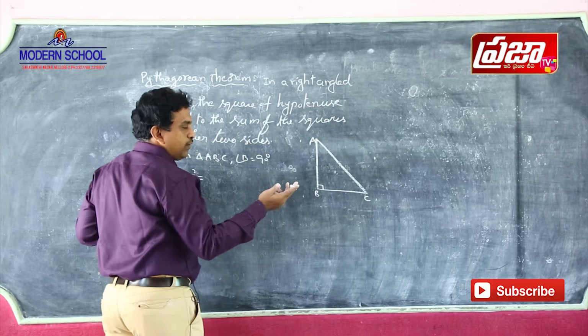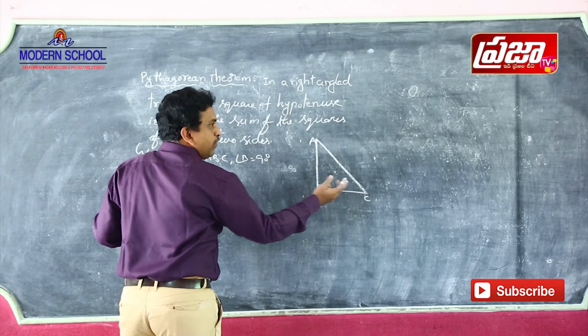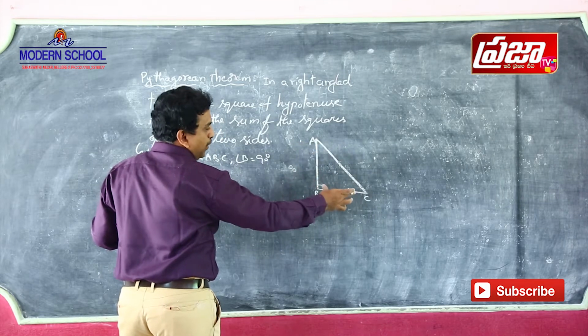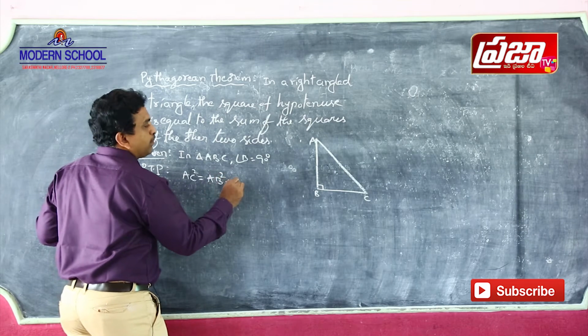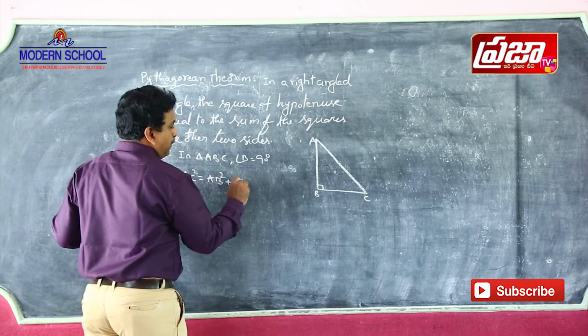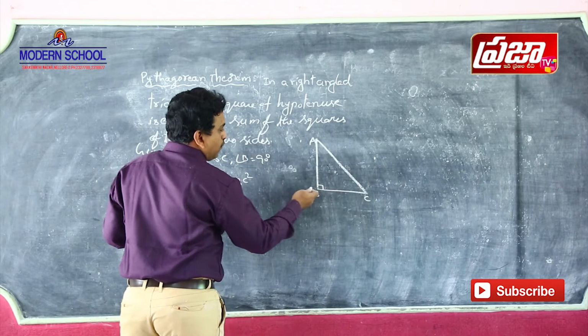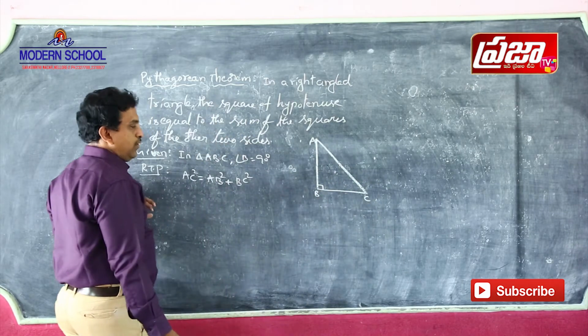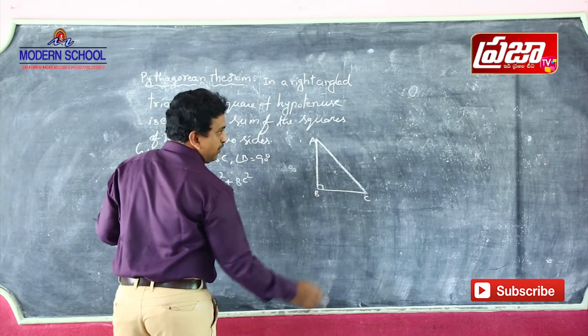The remaining two sides are AB and BC. Squares means AB square and BC square. Sum means add them: AB square plus BC square. So I have to prove that AC square is equal to AB square plus BC square.